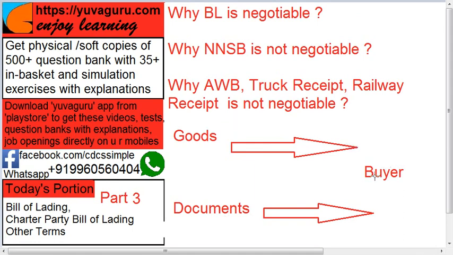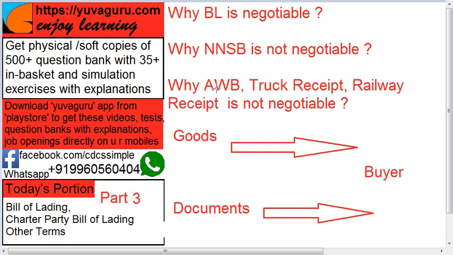So what will he do with the documents? This buyer is not a consumer of those goods. He'll sell it to someone else. So what will he do with these documents? He'll sell these documents to someone else so that when the goods arrive at the port, you go and take it. That's why BL is negotiable, because documents reach fast and goods reach later.